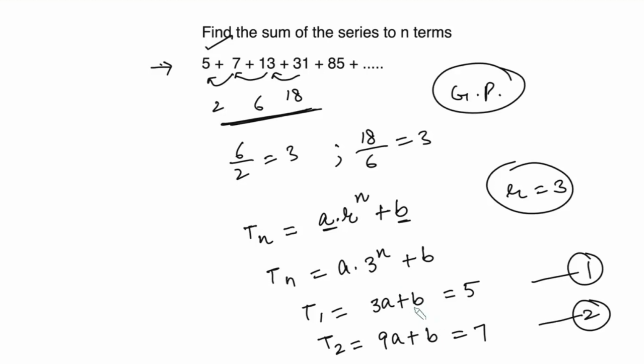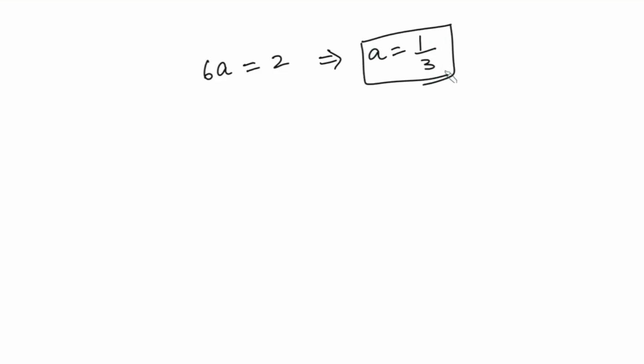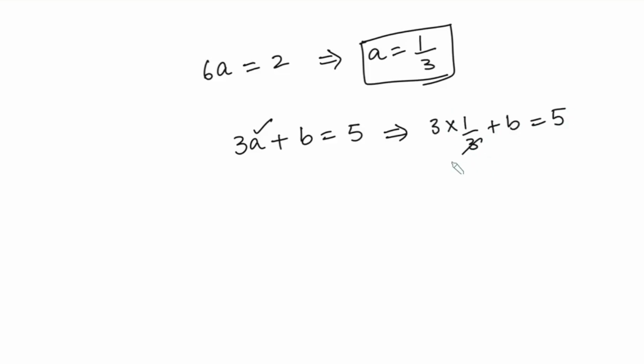Solving these two equations, we'll be able to get the value of a and b. If we subtract equation 1 from equation 2, we will get 6a is equal to 2, or a is equal to 1 over 3. We got the value of a as 1 over 3, and if we use this value in equation 1, which was 3a plus b equals 5, you get 3 times 1 over 3 plus b is equal to 5, or b is equal to 5 minus 1, which is 4. So we got the value of a and b.